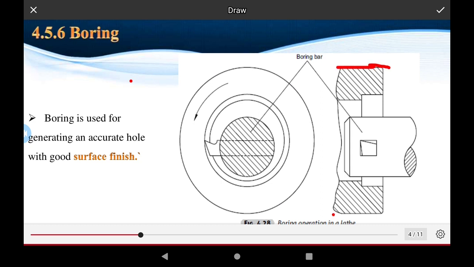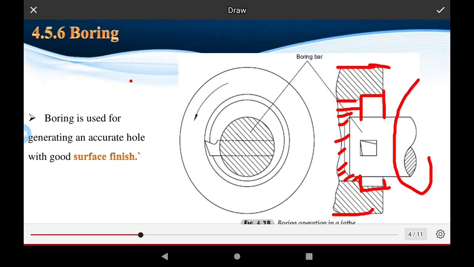This is the machine's headstock. This is the clamp head holding the job on the machine by using jigs and fixtures. This is the clamp, and the chuck also holds the job. The job also moves, provided with a rotary motion.